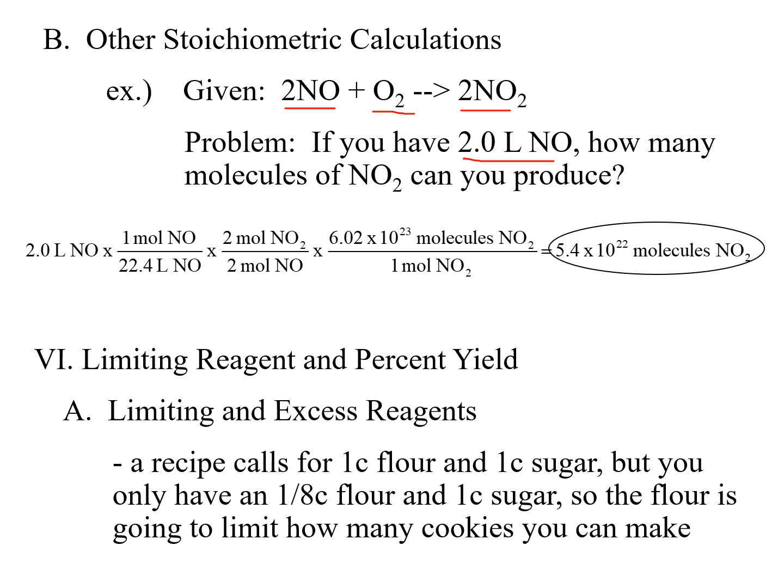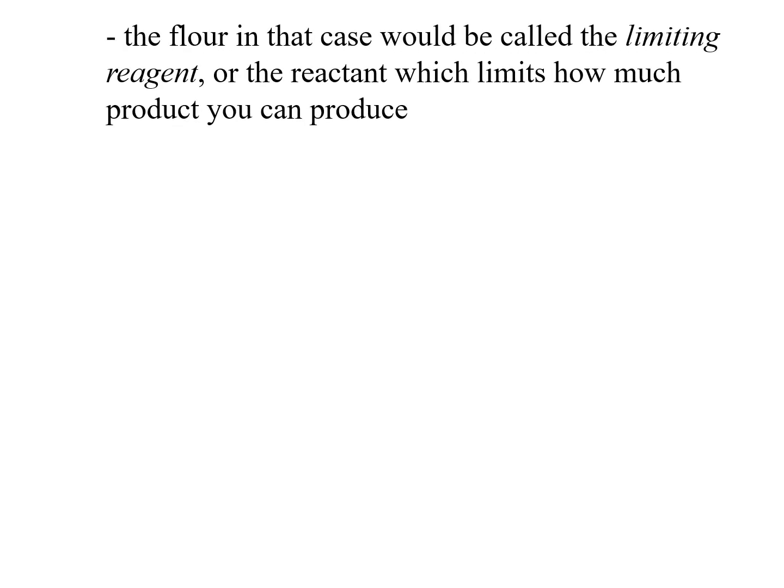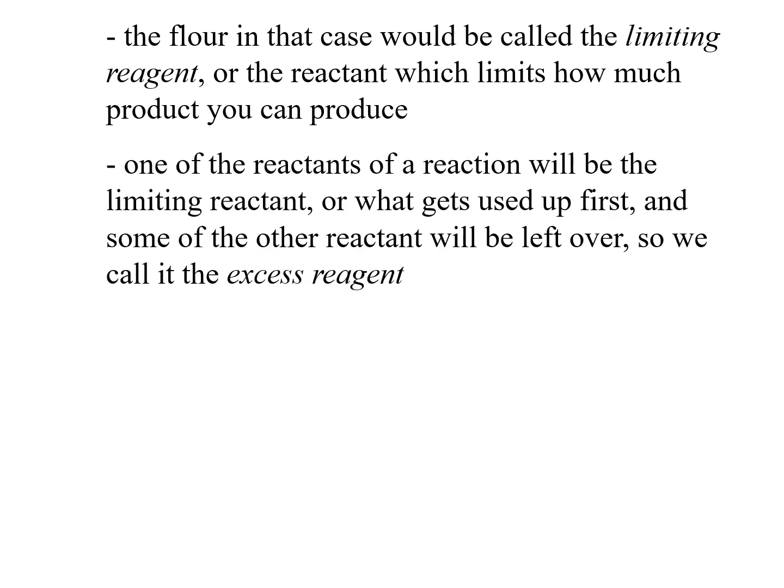So this is a concept that we use when we're talking about balanced equations too. The flour in this case would be the limiting reagent. Reagent is just another word for reactant, so that's fine. It's just another word that we sometimes use in place of reactant. But it is the one reactant that limits how much product can be produced. The other reactant that I have plenty of is called the excess reagent or the excess reactant.